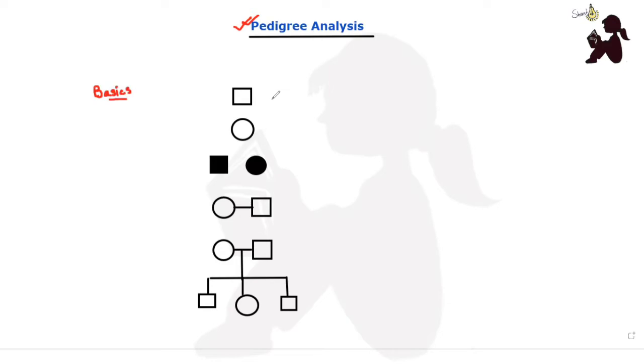Here, a square denotes a male individual. A circle denotes a female individual. When the circle or square is filled with black color, this indicates an affected individual. And when there is a line between the two, this denotes a married couple.